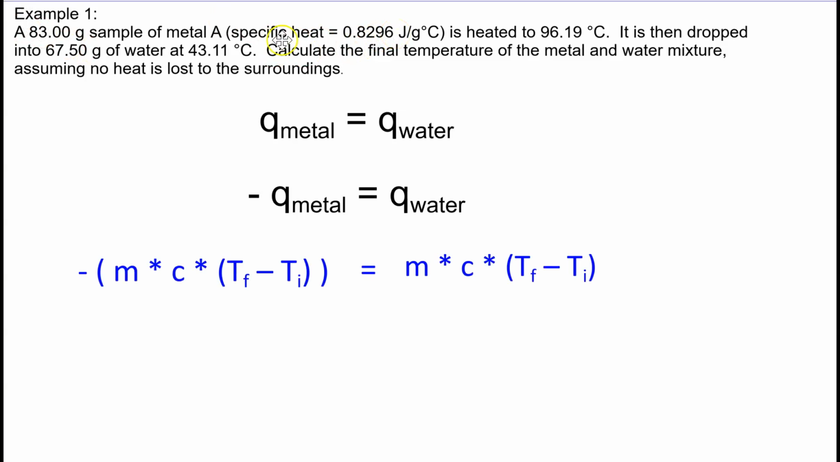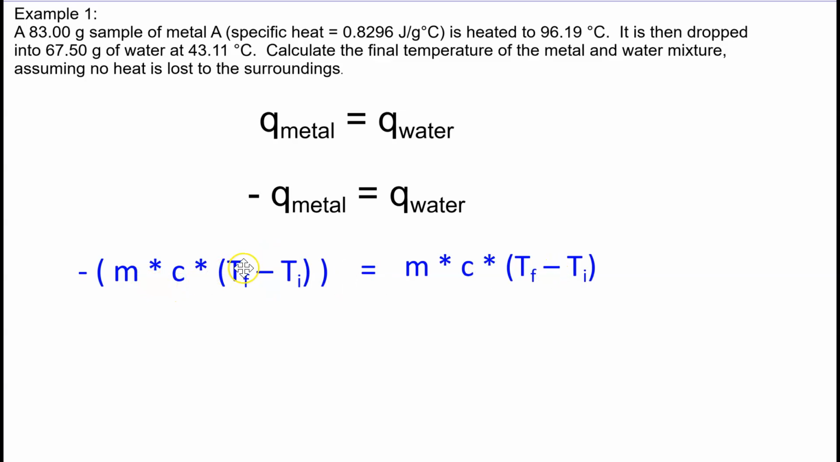So we're going to set the Q's equal to each other. Remember that Q is M times C times delta T. In this case, M times C times TF minus TI. Delta T, the triangle T, is what this comes from right here. And it's always TF minus TI. And then on the other side for water, MC delta T.